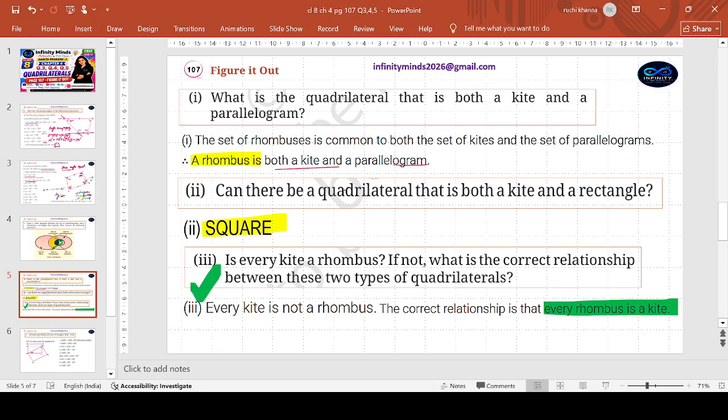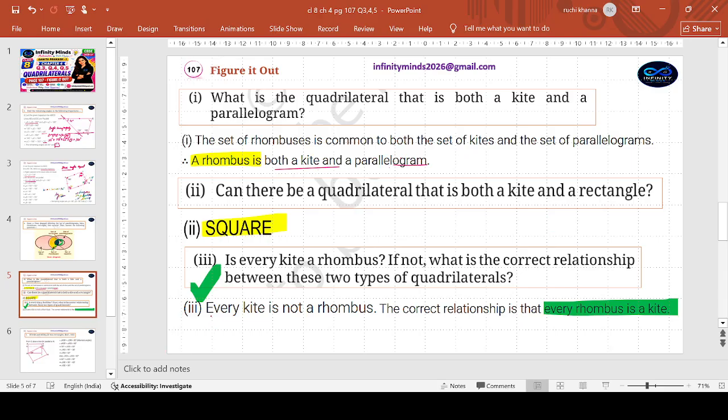There is no denying, square used to be a rhombus when we had our Venn diagram. Square is a rhombus. Rhombus is a kite. Square and rhombus are both parallelograms. Yes, they are quite overlapping. For students, it's not easy to remember. Well, coming to every rhombus is a kite.